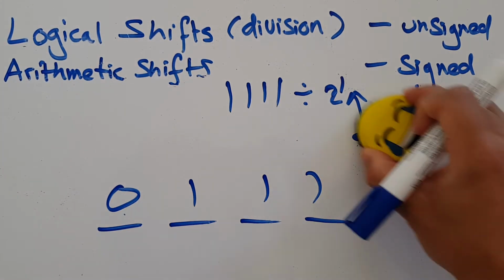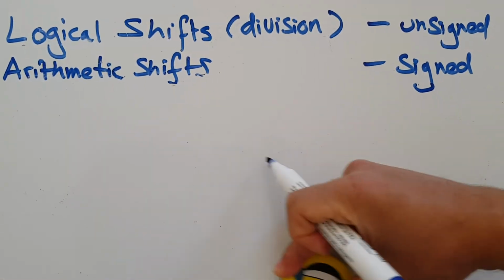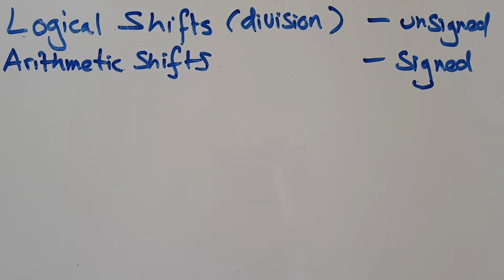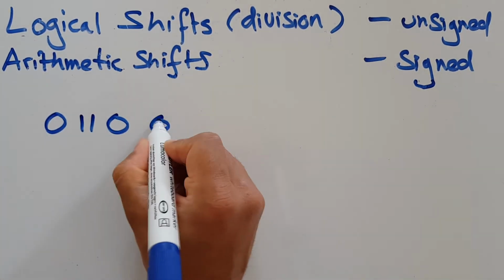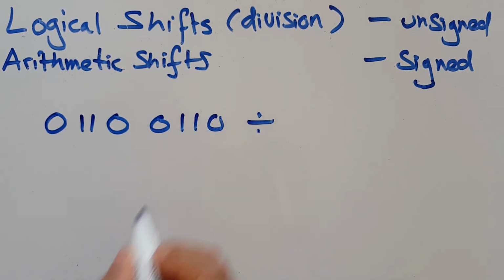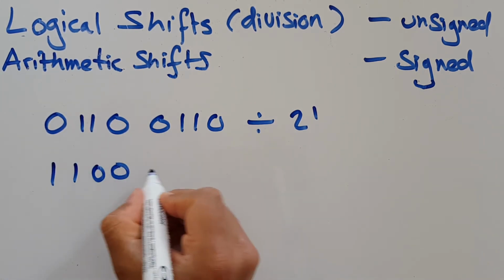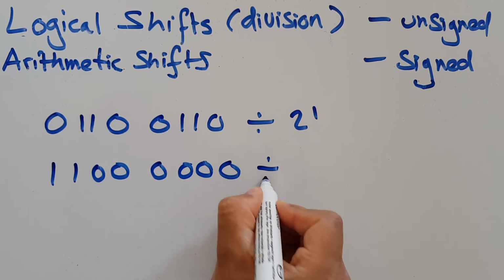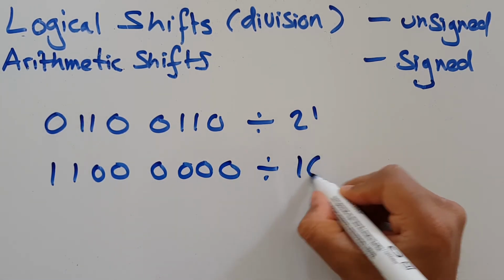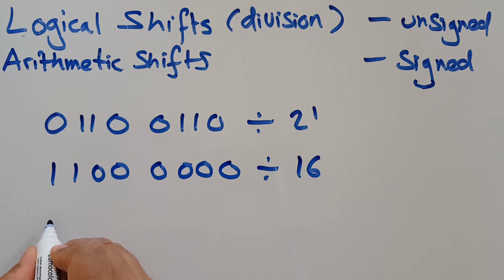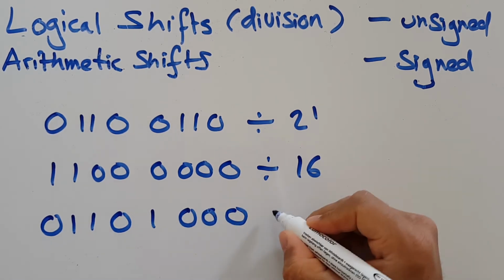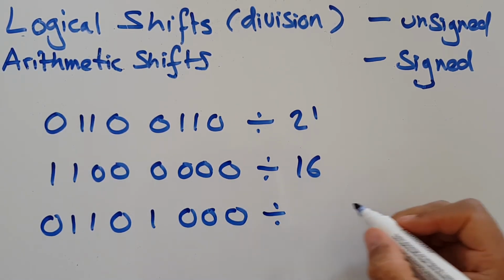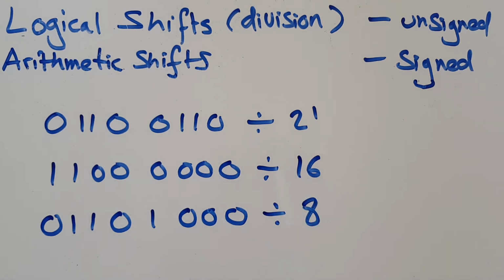Okay, so have a go at these. Let's go with 01100110 divided by 2 to the 1. 1100000 divided by, let's go with 16, and 0110100 divided by, let's go with 8. Okay, so have a go at those. Press pause. Here come the answers.